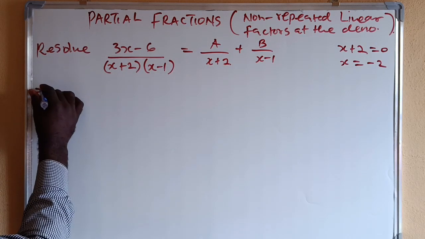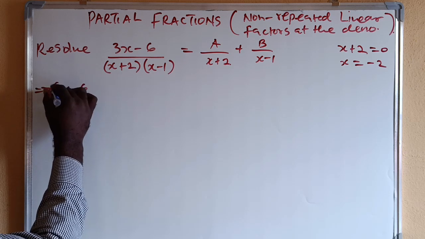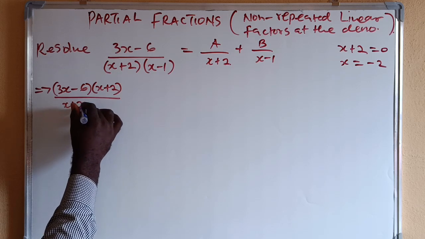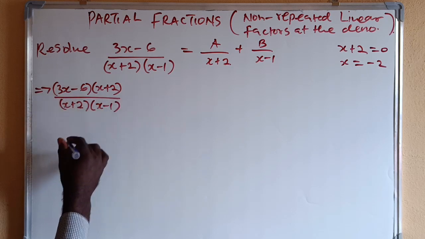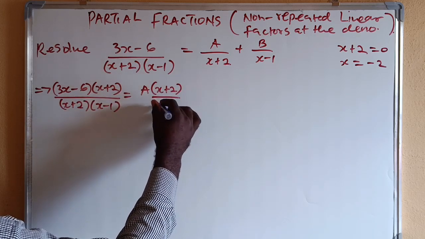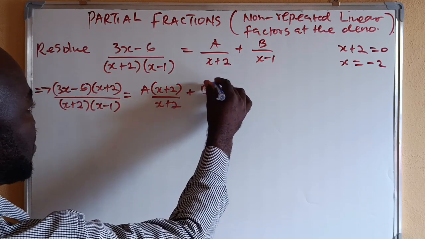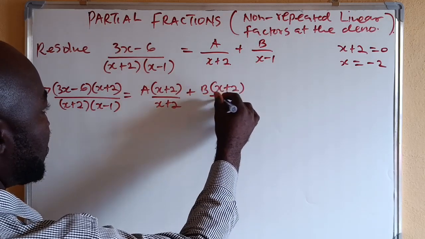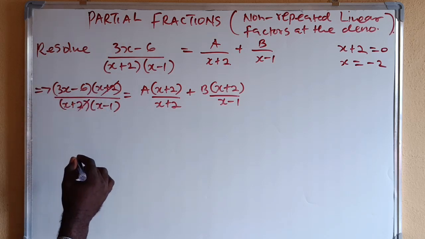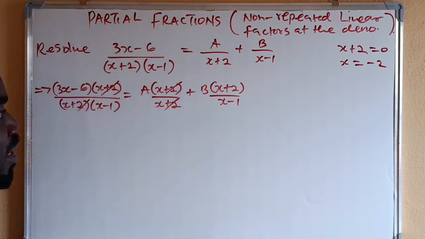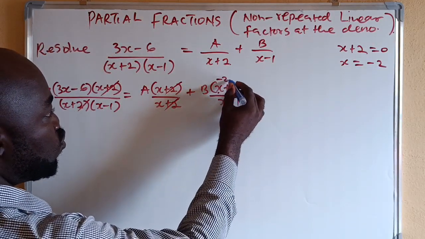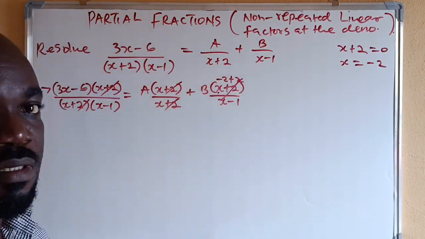So I'm going to have 3x minus 6 over x plus 2 multiplied by x plus 2, and then x minus 1. Then I'll be having A over x plus 2 multiplied by x plus 2, plus B over x minus 1 multiplied by x plus 2. So this, we take this down. Now watch, if I plug in minus 2 here, this will be minus 2 plus 2, so the whole of this collapses to 0.